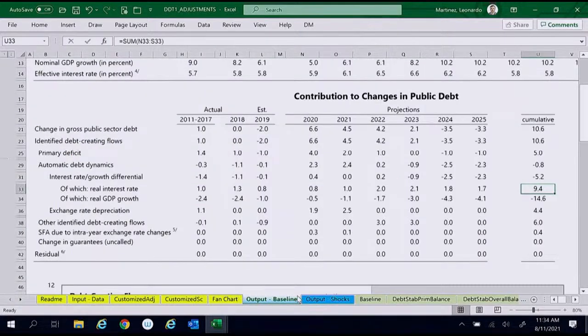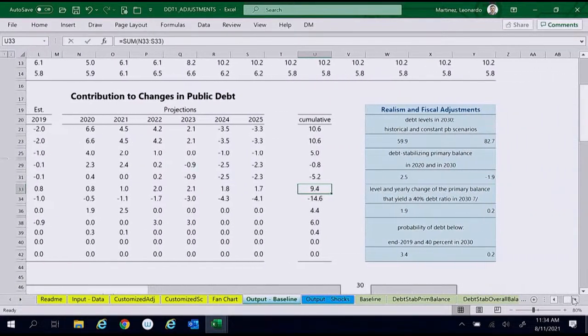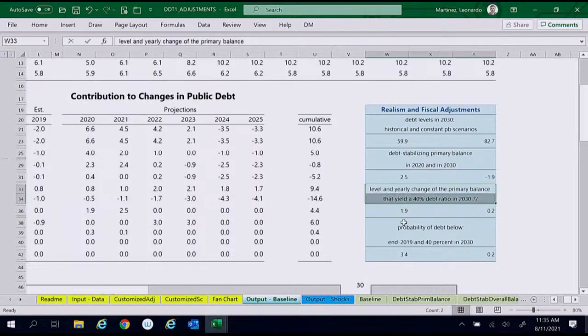We can find the level of the primary balance that yields a 40% debt ratio in 2030 in the blue table of the output baseline worksheet. Then, we can report to the Ministry of Finance of Macroland that under the assumptions in the baseline scenario, maintaining a primary balance of 1.9% between 2025 and 2030 will imply a debt ratio of 40% in 2030.